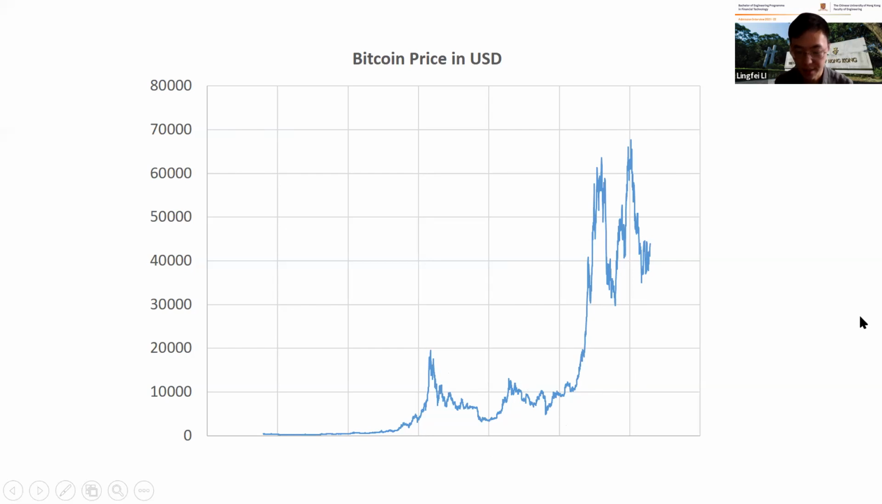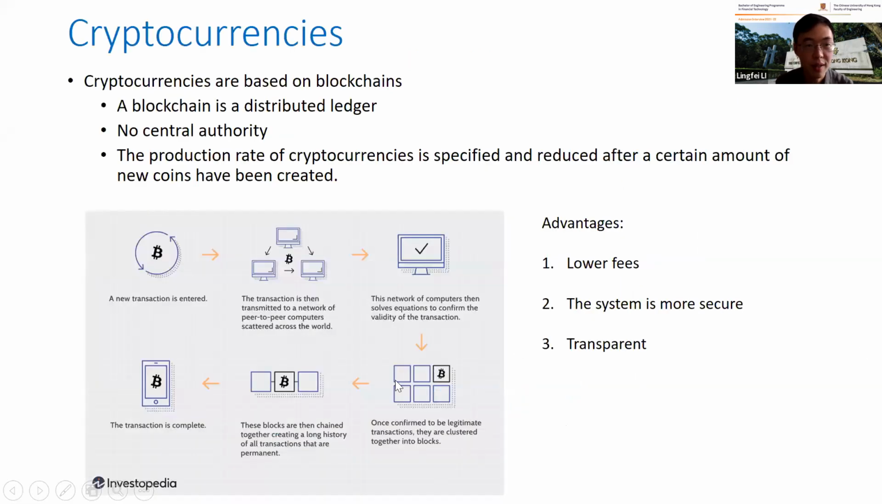There are many other crypto assets. Bitcoin is just one of them, and the first one. All cryptocurrencies are built based on a technology called blockchain. Here, I don't have time to explain the details of a blockchain, but basically, it's a distributed ledger. A ledger is like a book that keeps all kinds of records. A distributed ledger means this ledger is not owned by one person or one entity. It's distributed. Actually, lots of parties have access to this ledger.